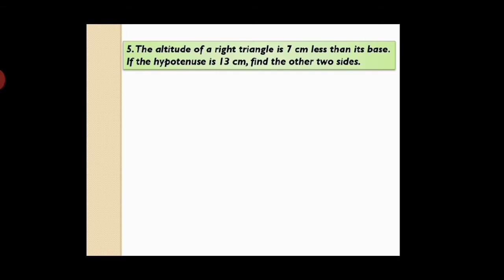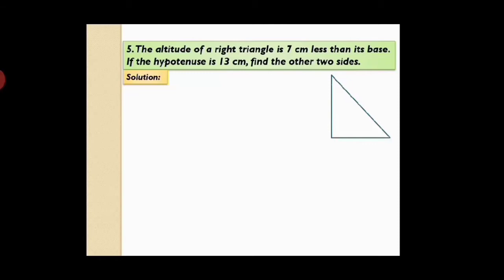Question number 5 is: the altitude of a right angle triangle is 7 cm less than its base. If the hypotenuse is 13 cm, find the other two sides. In a right triangle, it means here we have to take a right angle triangle. This one is your right angle triangle, and it is given that the altitude is 7 centimeter less than its base.